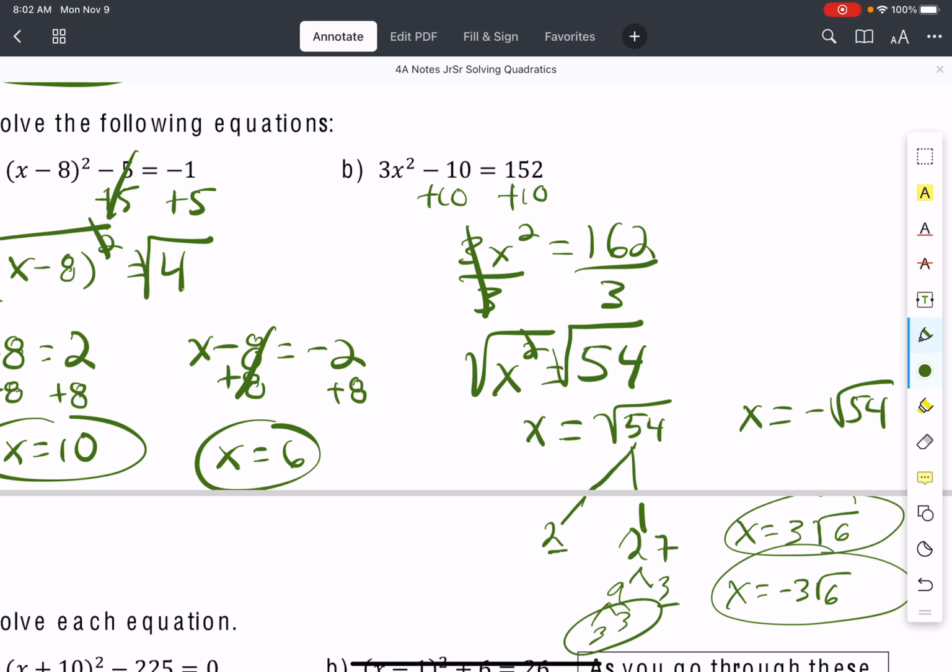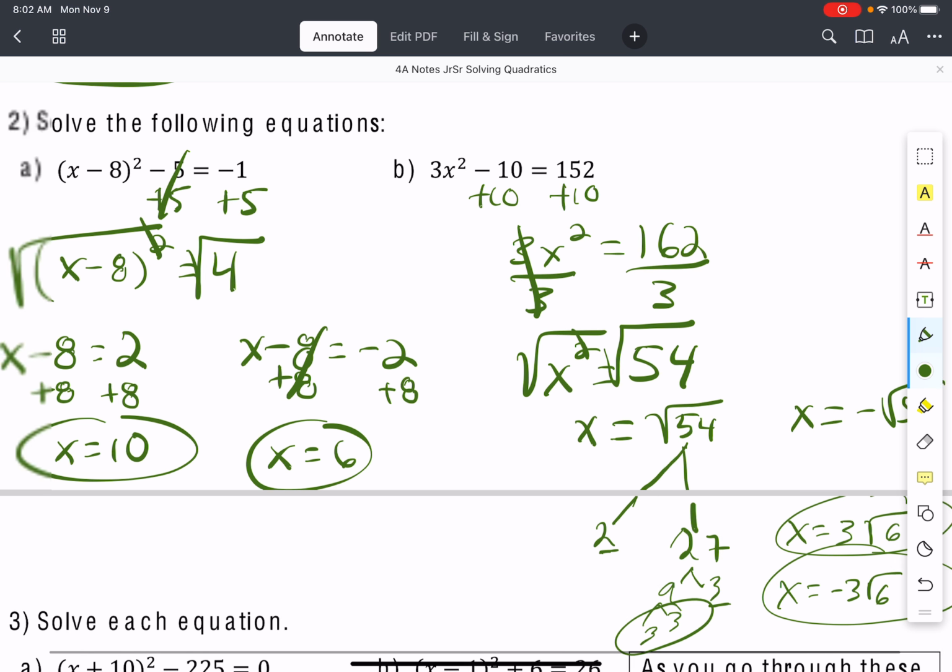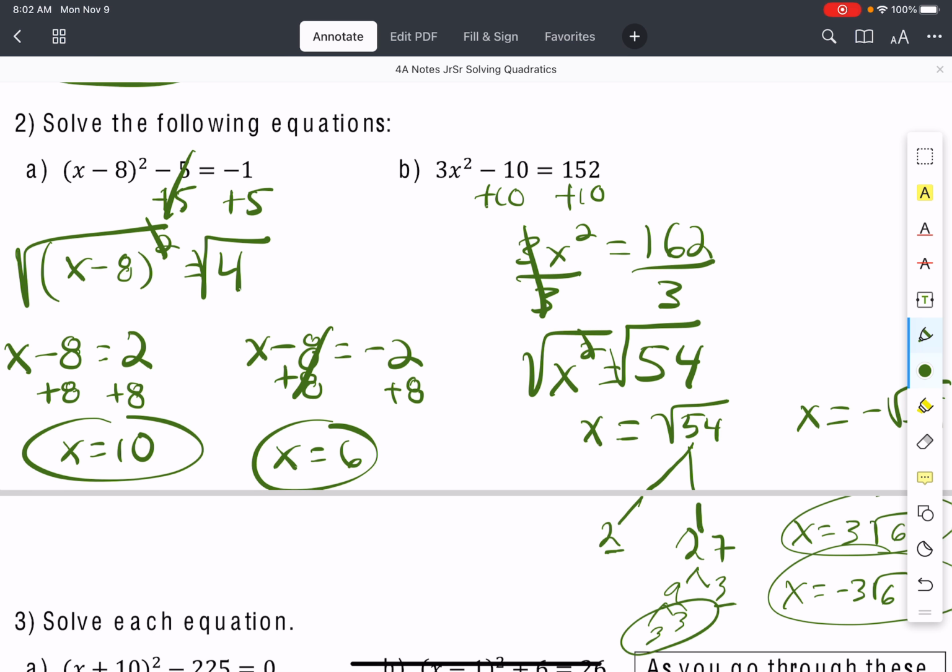Okay, let me ask you a question. How come on that one I was allowed to just wait till the end and do my plus or minus, and on the others it wasn't at the end? What's the difference between ones like A and ones like B? How did I know I could just plus or minus at the end? What's the difference? The X was already by itself. Yeah, Gavin, good. The X was already by itself.